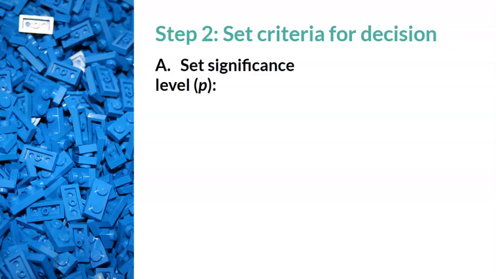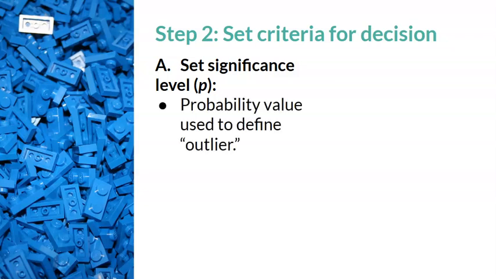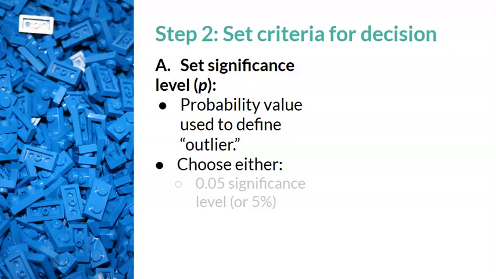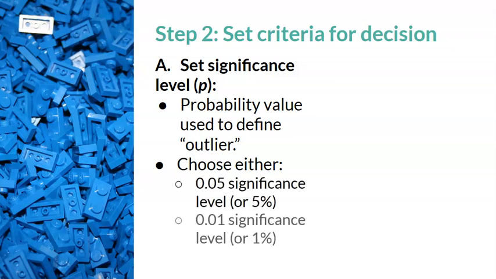First, we will set our significance level, called P. Remember that P stands for probability. We are using probability to define an outlier or an extreme score. Thanks to statisticians, they made it easier on us by telling us that we will use one of 2 significance levels, either a 0.05 significance level or a 0.01 significance level.